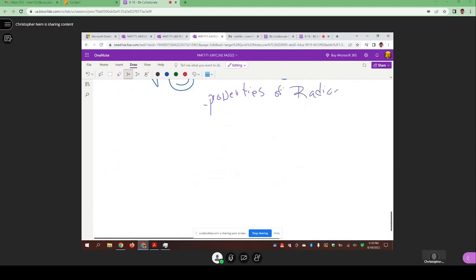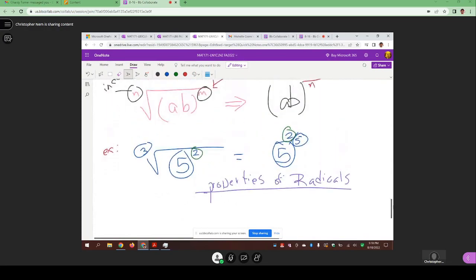We make two main assumptions with radicals. If I don't show any index at all, we assume that index is 2. We also assume it's positive, kind of like the number 3. We don't say plus 3. If we just see a 3 by itself, we assume it's positive.